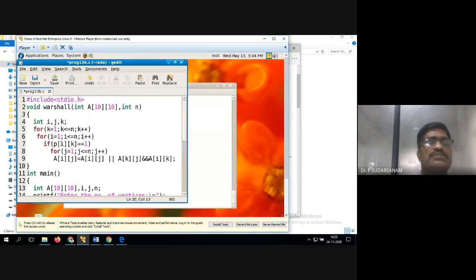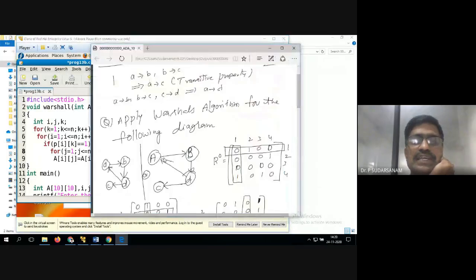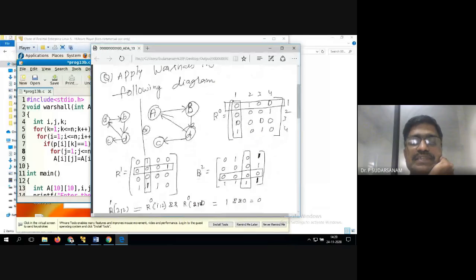Now here is what I told you, same logic: k is equal to 1 to n do, i is equal to 1 to n do, next j is equal to 1 to n do. I have taken the same matrix only. So here, A of i comma k is equal to 1 means then go ahead with this one, otherwise not required. So A of i comma k is nothing but, that is next class.